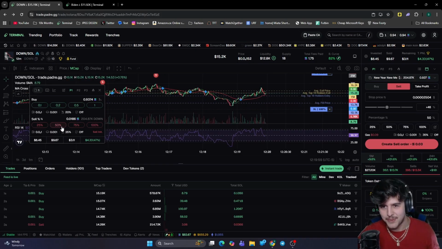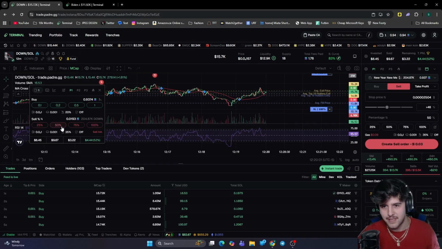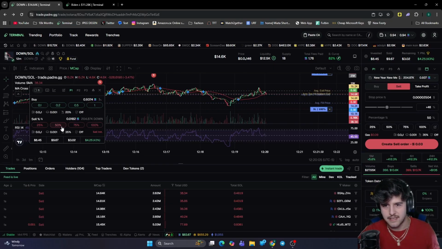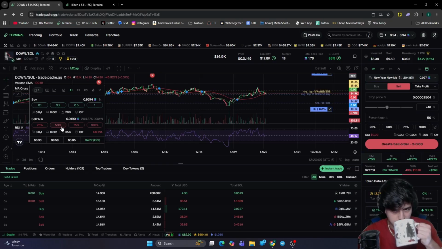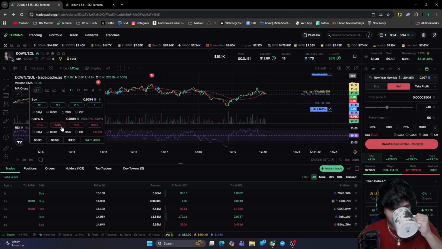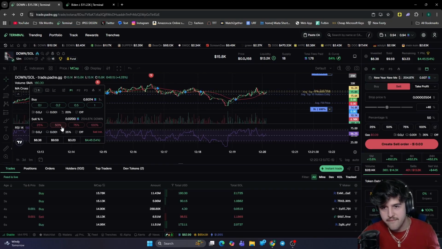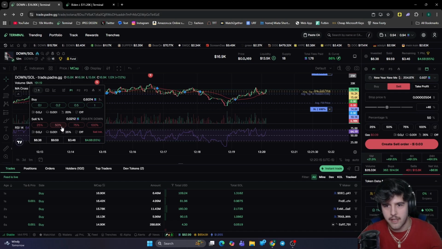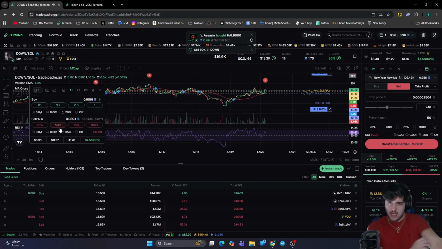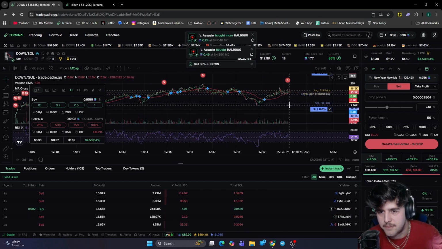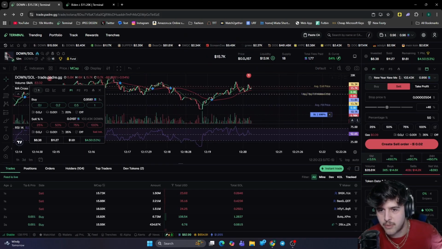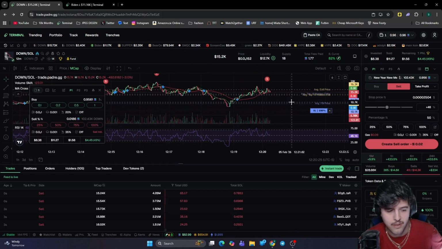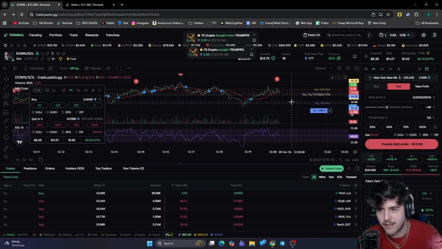Let's see. 27K volume. Kind of not looking amazing at this point. So give me a little green candle real quick. Right here, I'm just going to take a little bit of profit there, just to secure. Like I said, we're trying to secure numbers, secure the green. We're trading kind of quickly here.